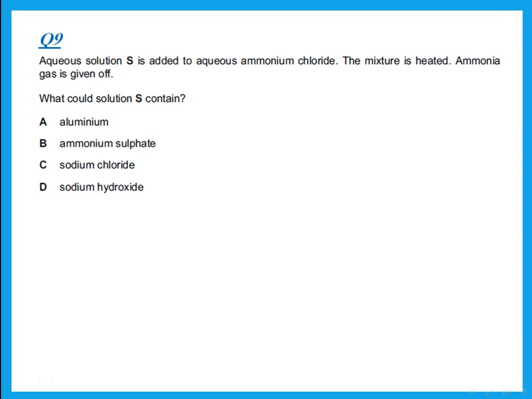Okay, aqueous solution S is added to aqueous ammonium chloride. The mixture is heated, ammonia gas is given off. Now, what do we add to something that has ammonium and gives ammonia gas? Remember, the test for ammonium was I should add sodium hydroxide. If I add sodium hydroxide to ammonium something, it should give bubbles of ammonia gas that turn damp red litmus paper to blue. So that is my solution that I added to the ammonia.